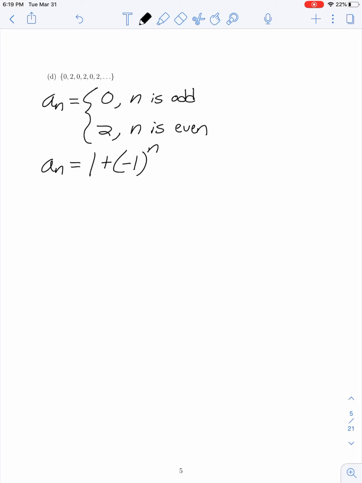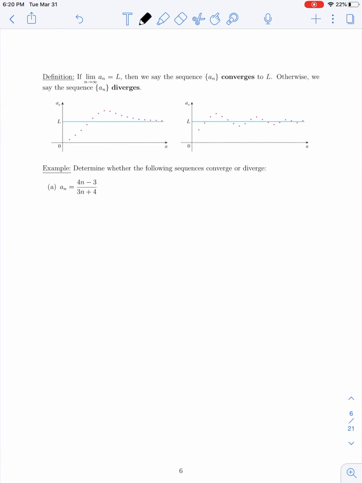So that if n is an odd number, -1 to the nth is -1, and we get 0. And if n is an even number, -1 to the n would give us a +1, and we would have 2. Now, there are several other ways which we could describe the terms of this sequence. These are probably the easiest ones. So here we might choose this one, which would be a little bit easier because we don't have to think about it as being defined piecewise.